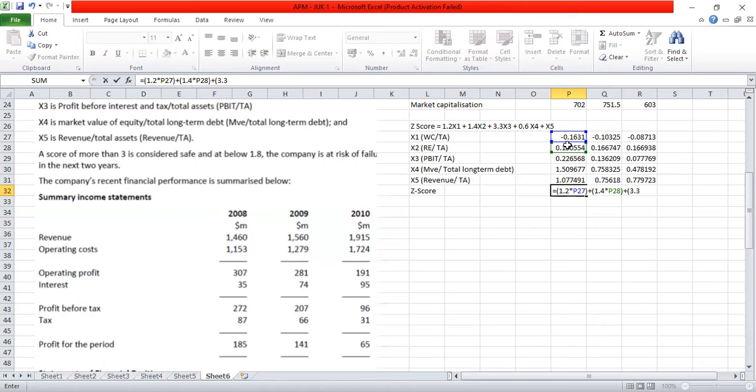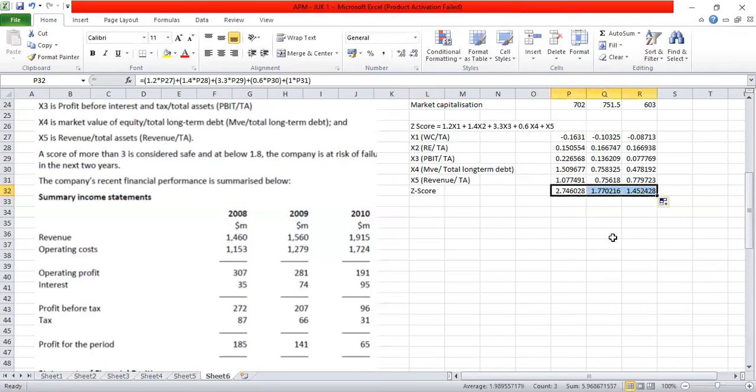The third variable has 3.3 into x3, plus the fourth variable has 0.6 into x4, plus we have 1 into, or just like that also, we just present that also, it's perfectly fine. So that is the value we have as Z score for the years 2008, 9 and then 10. So we've done the Z score calculation.